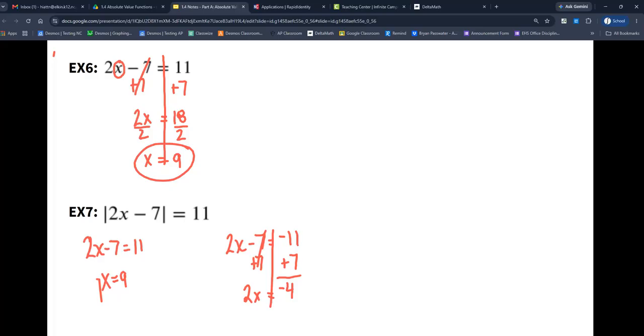Okay, and then let's see, Madison, what would we do after that? Good. We'll divide that by 2, and so we will get x equals negative 2. So you're getting 2 answers here. You got x equals negative 2 and x equals 9. I didn't solve it, but it's just like you're solving 2x minus 7 equals 11. I just didn't do it because we already did that in example 6.